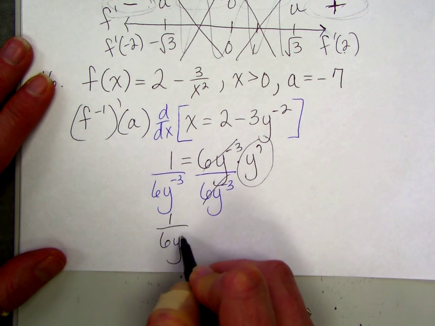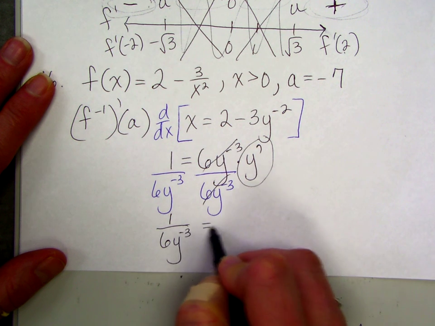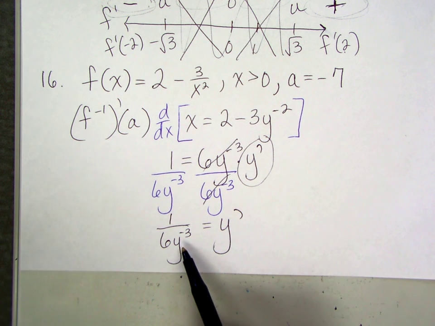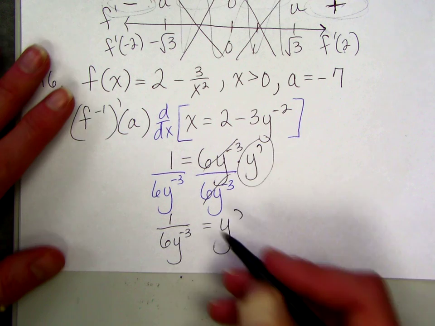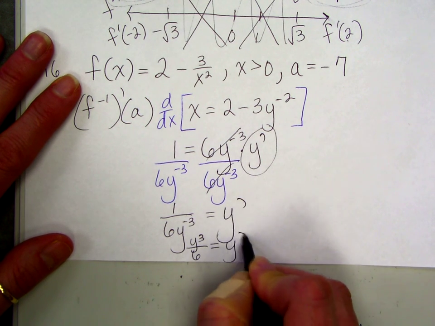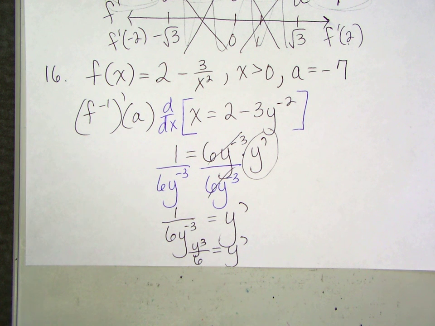1 over 6 y to the negative third is y prime. And if I didn't like the fact that y to the negative third was negative, it does make it a little tougher to calculate with. We could put it as y cubed over 6 equals y prime. Now the thing is that this answer is numerical.